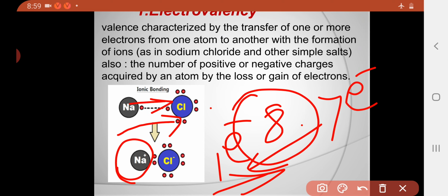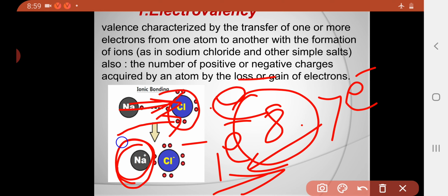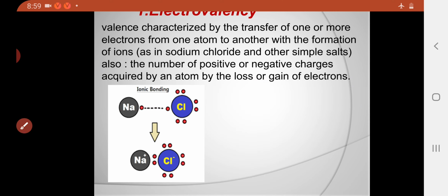It gives its electron to chlorine. And what will chlorine do? It is also unstable because it needs one electron to become stable, so it will take the electron from sodium. Its electron number will then be increased compared to protons, so it will get a negative charge, right? So now sodium gets a positive charge and chlorine gets a negative charge. So they become ions.